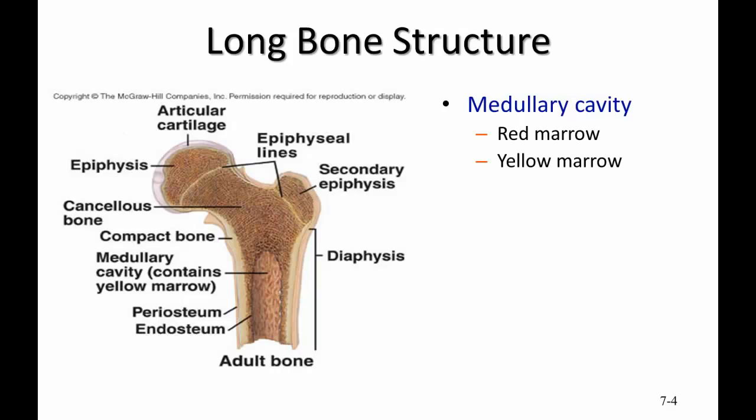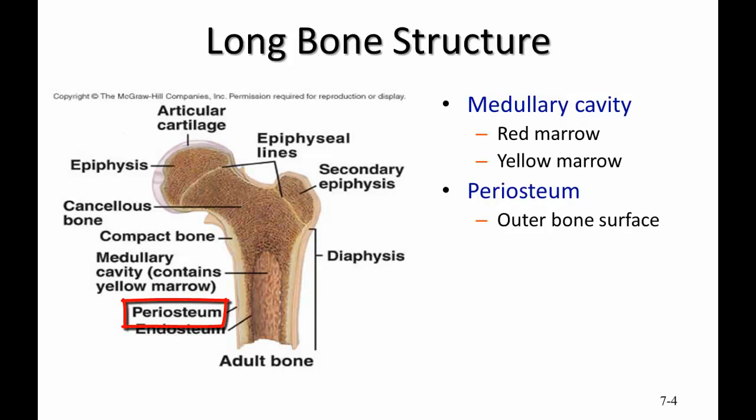Also, in a long bone, we have the medullary cavity. And what we find in that medullary cavity is some red bone marrow, but mostly yellow marrow. It's yellow because it's made of fat. It's for energy storage. And covering the bone, on the outside of the bone, or the perimeter of the bone, we have the periosteum. Again, peri is the perimeter. So it's the outside covering of the bone.